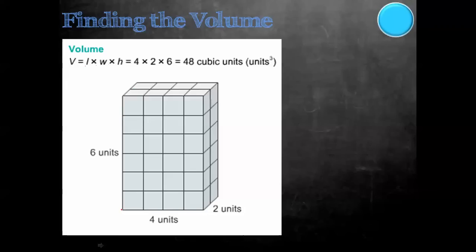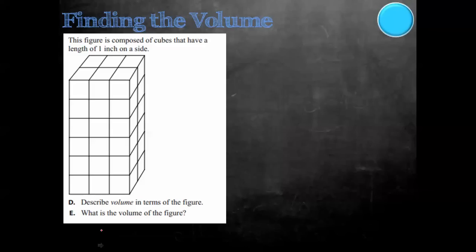Okay, so for example, our length here is 4. Our width is 2 and our height is 6, right? 1, 2, 3, 4, and then 1, 2, and then 1, 2, 3, 4, 5, 6. 4 times 2 times 6 is 48 cubic units, or units cubed. Okay, remember volume, we say cubed, not squared.